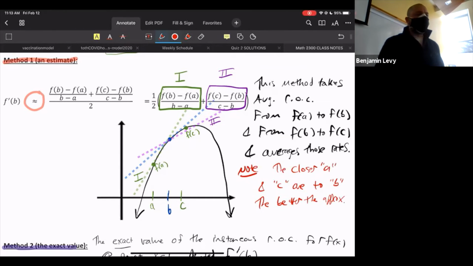I'll just note too that you want to do an equal interval on either side. Maybe that's obvious, but you don't want to do 2 away from it on one side and only 1 away from it on the other side, because that's going to be a little wonky. You want an equal interval around B. But otherwise, it's pretty arbitrary.